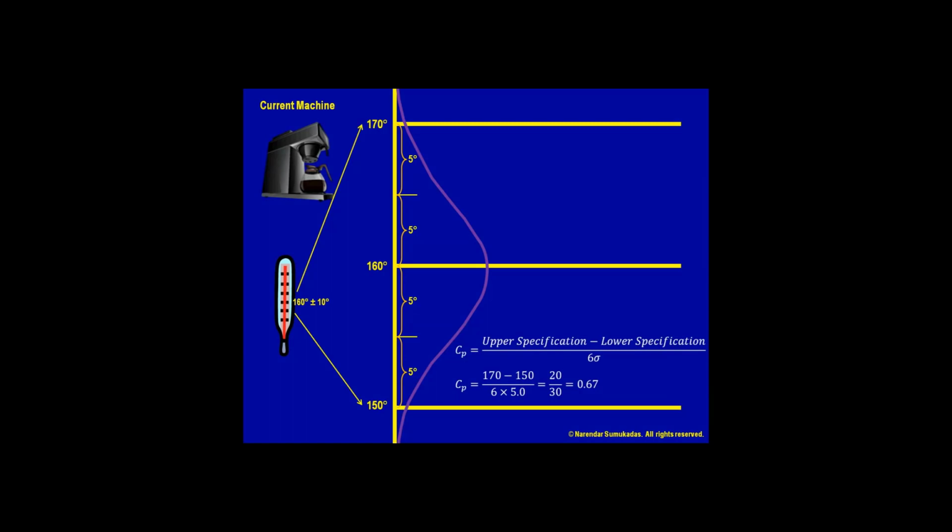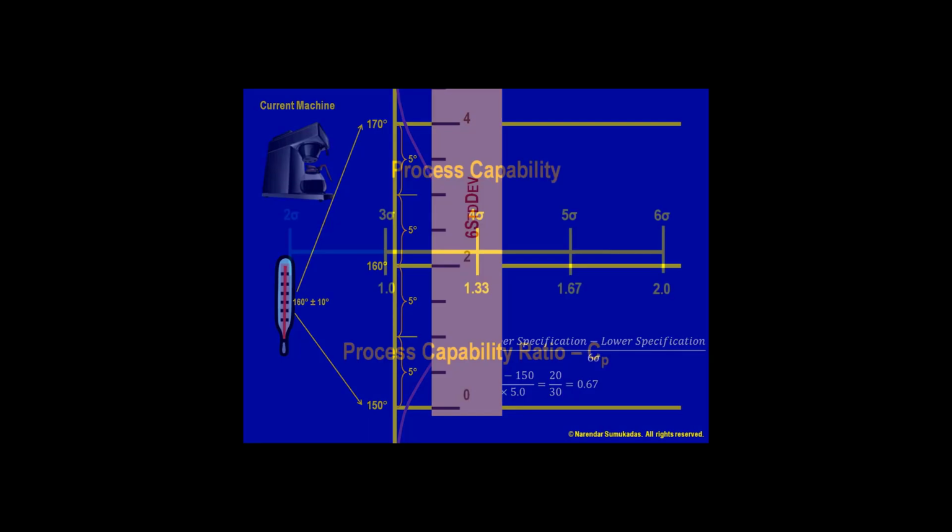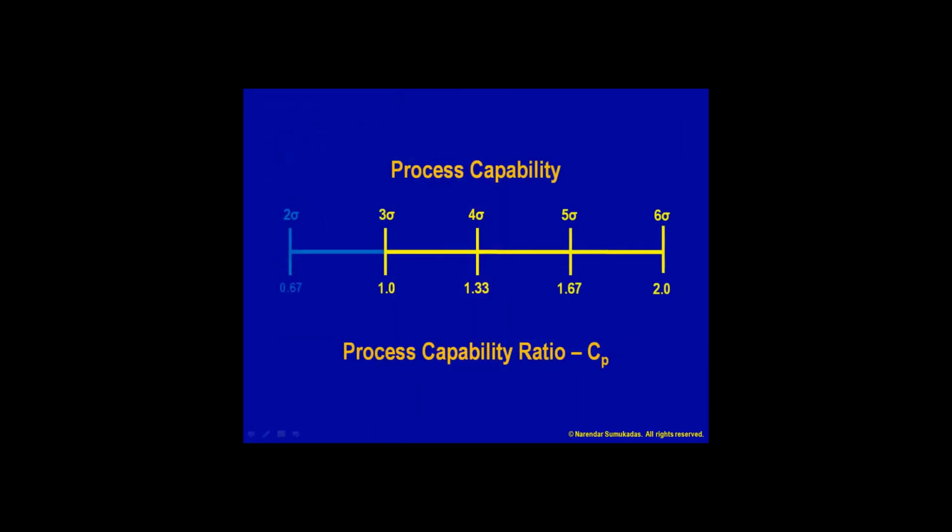For this process, our 6 standard deviation ruler is rather large. Can we fit the ruler within the range of the customer's tolerance? The answer is no. In this case, we can only fit 2/3 of the ruler. That is what the Cp value of 0.67 implies. We have dropped below the capable range of our process capability scale.